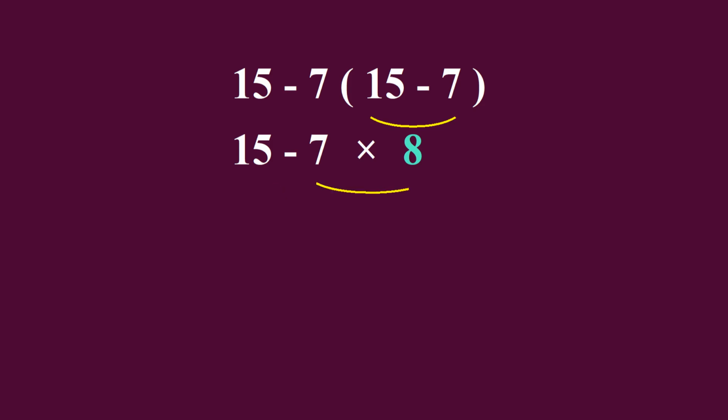So 7 times 8 which equals 56. So we have 15 minus 56. So 15 minus 56 which equals minus 41. And this is our final answer for this problem.